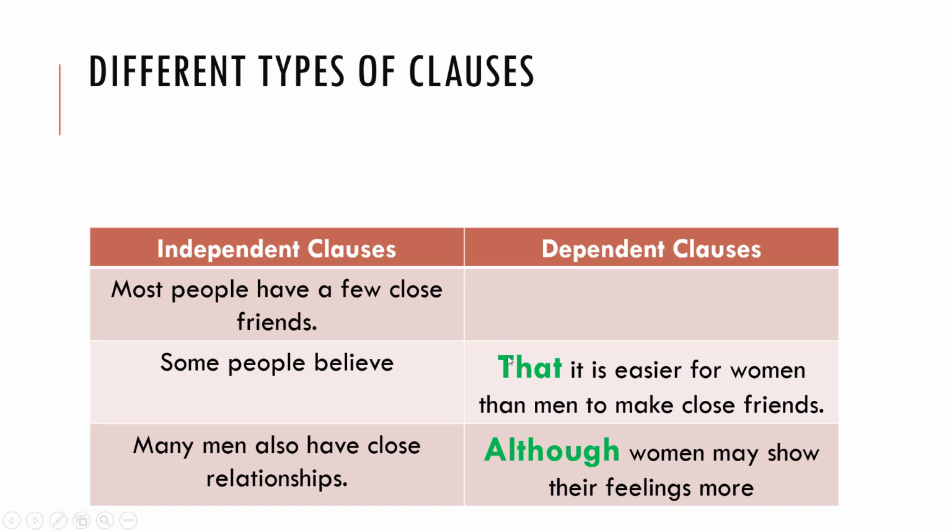Dependent clauses also start with words that are called subordinating conjunctions. So words like that and although. These are subordinating conjunctions, and they tell us that they come before a dependent clause. They actually make it dependent. So these words like that and although, they make this clause dependent, like a child.